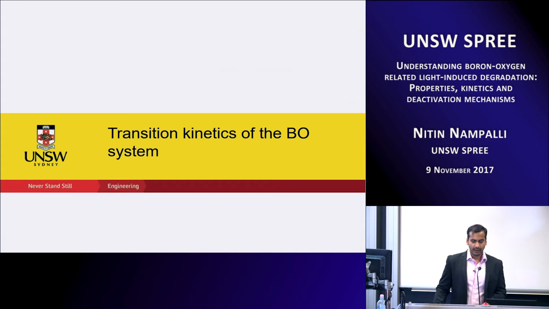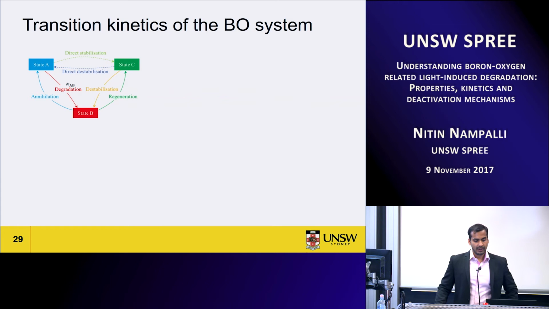So now I move on to the second part of my talk, which is about the transition kinetics. Here's the three-state model again. Each of these reactions, you can think of as a chemical reaction of sorts. So there's a forward reaction rate and a reverse reaction rate. Degradation, since it's a transition from A to B, let's call the rate kappa AB. And that would be the reverse reaction, and so on for regeneration and destabilization.